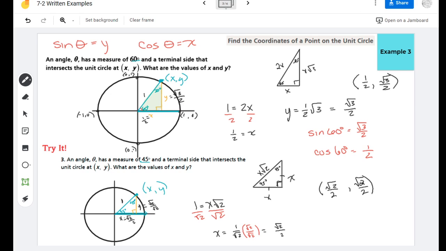So there we have it, guys. That is how to find the coordinates of a point using the unit circle.